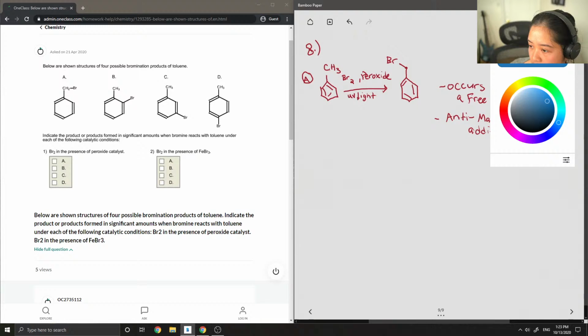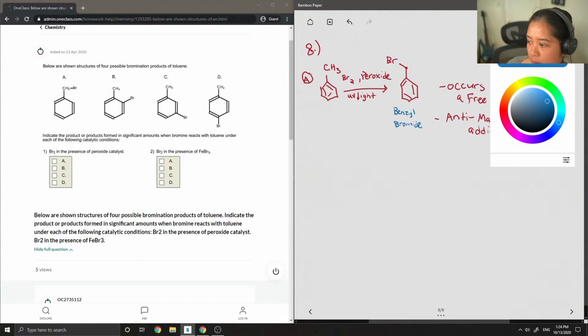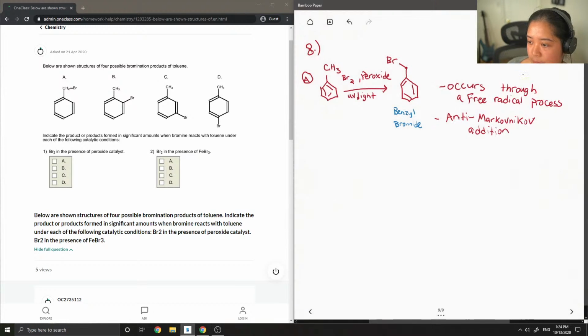Just label this as benzyl bromide. So since this is an anti-Markovnikov addition, it's not that favored if the UV light and the peroxide weren't there. So this is the final product that we get for part A.